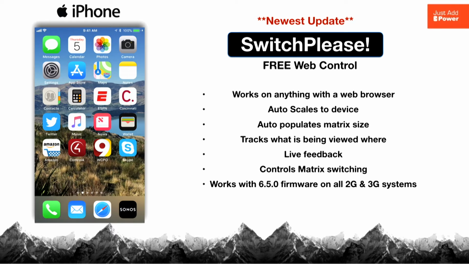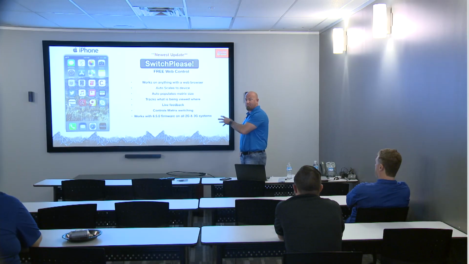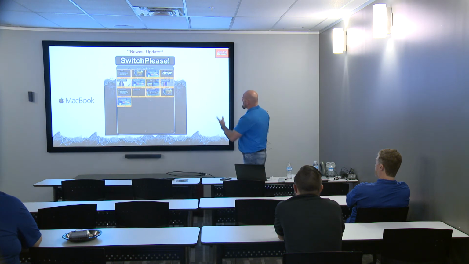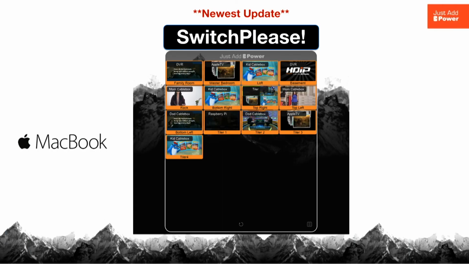Almost done. This was a new feature added in the 6.5 firmware. It's called Switch Please. It allows you to control a Just Add Power system without having to use a control system. So this is set up within the Just Add Power transmitters and receivers, and allows you to specify user names, or displays, source names, and so on, and does image pull through that.